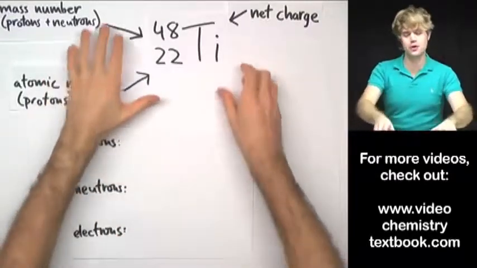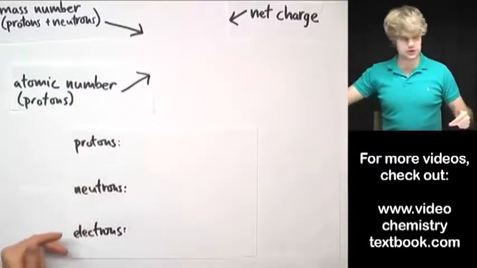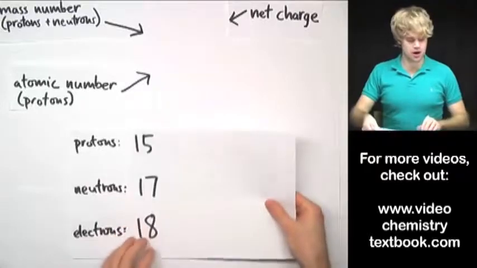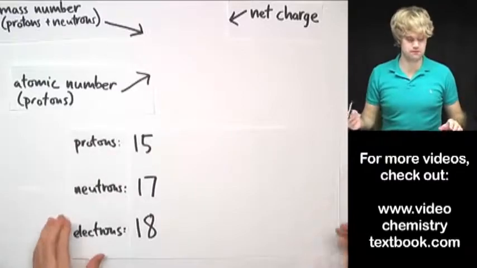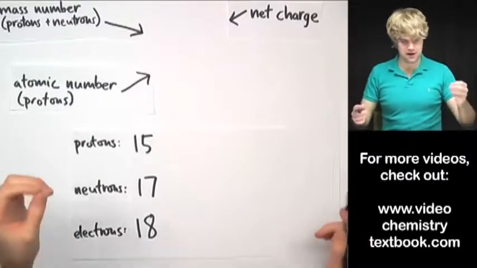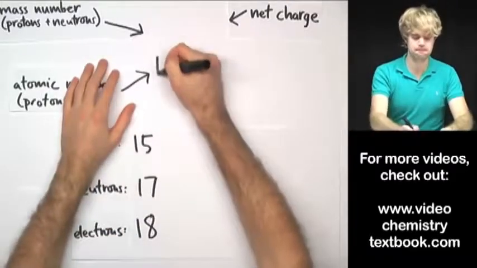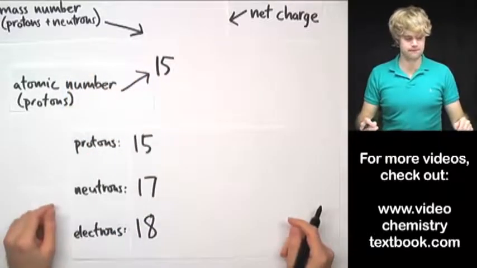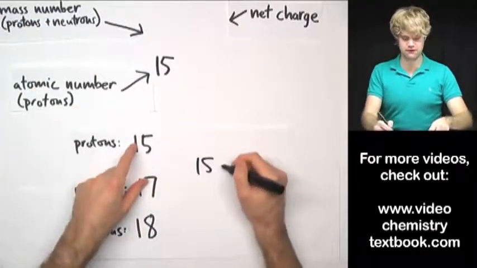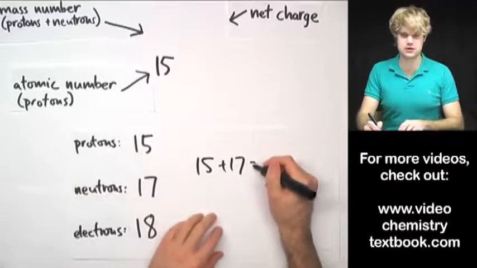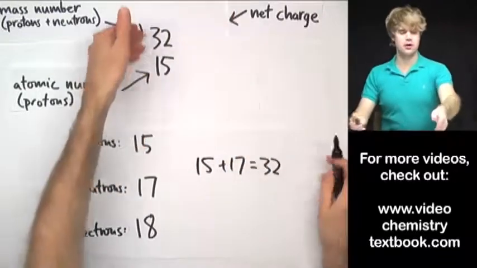Okay, so now I want to go in the other direction. Instead of taking a symbol and finding out the number of protons, neutrons, and electrons, I want to start with protons, neutrons, electrons. I already know how many I have, and I want to write this symbol here. So let's start out with the atomic number, 15, number of protons. I'll write that in right here. Now how about the mass number? Well, the mass number is protons plus neutrons, so I'll take 15, add it with 17, and I'm going to get 32. So that's the number that goes up here, 32 for the mass number.